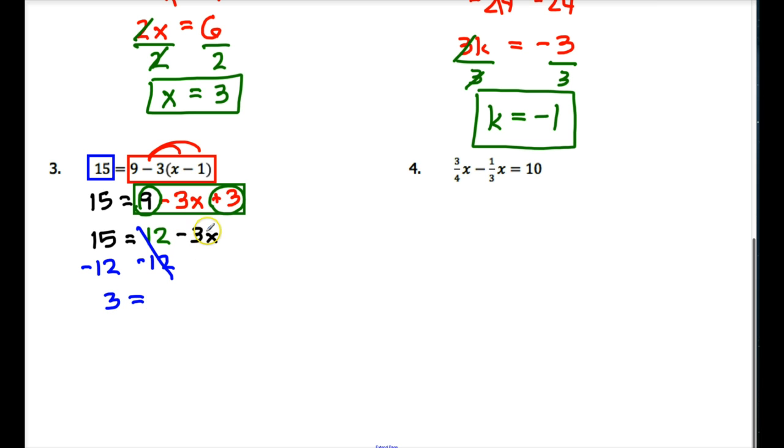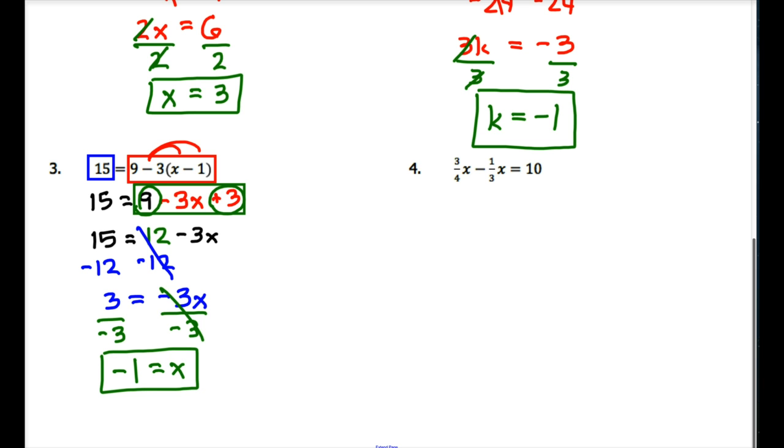And then over here on the right side, remember this is a negative 3x, so don't forget to bring down that negative sign. And now to isolate x, I can divide both sides by negative 3. So positive 3 divided by negative 3 is negative 1.